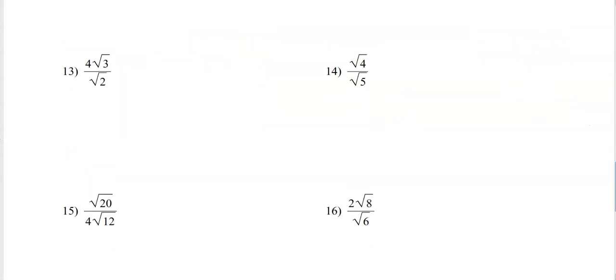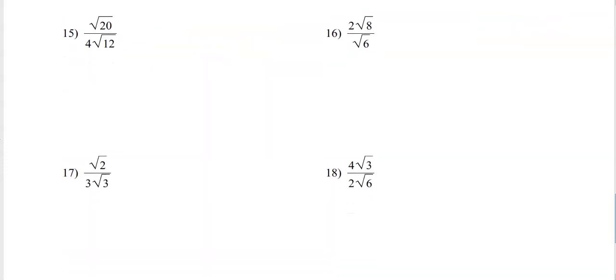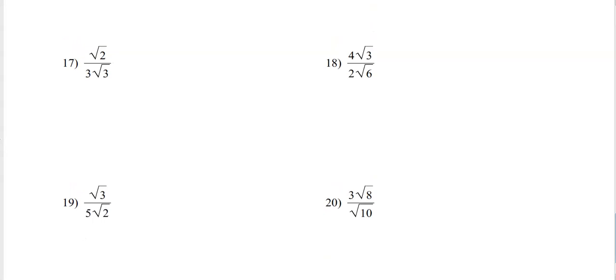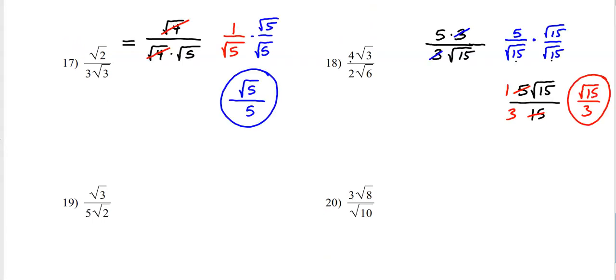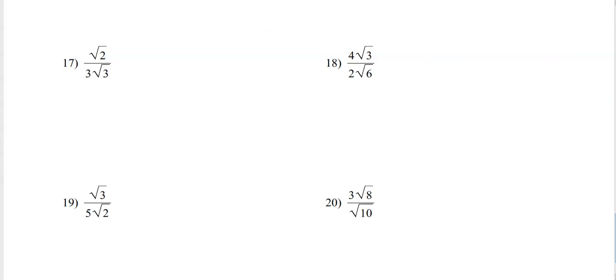Maybe I'll do one more. I don't know, 18 looks interesting. Let's just jump on 18. This is all about strategy. Maybe I'll show you 2 different ways just to show you some flexibility. So for the first way, I see a 4 over 2. Before I even get started, I'm going to reduce that to 2 over 1. So now I have 2 radical 3 over radical 6, I don't really need to put the 1.